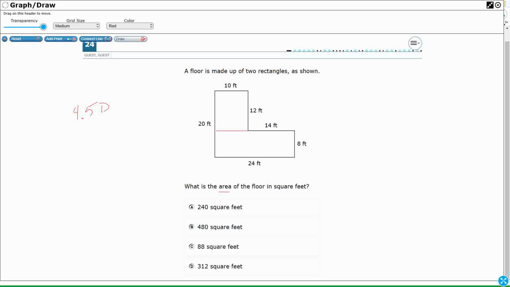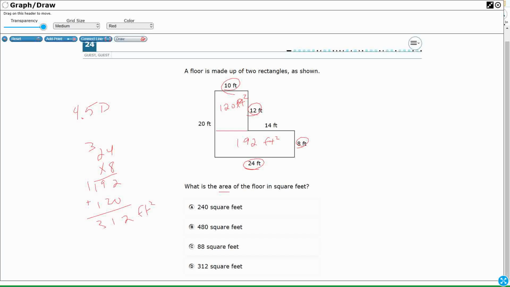So if I do it right here, now I'm going to have a 10 by 12, so that's going to be 120. And this is what? Feet squared, square feet. And then I've got a 24 by 8. We can multiply that. That's 192 feet squared. So if I add 192 and 120, right, I'm going to get 312 square feet.